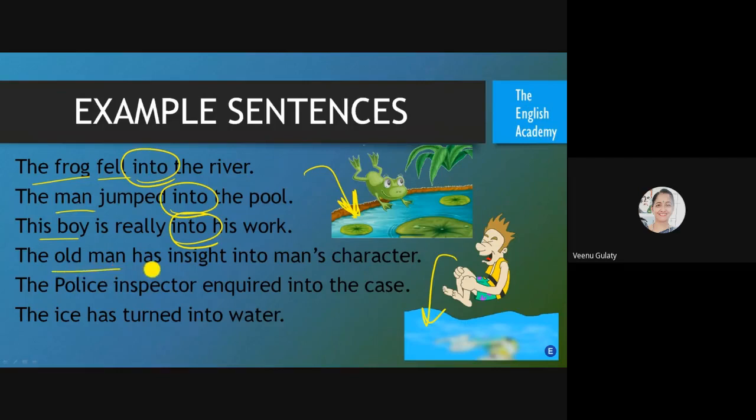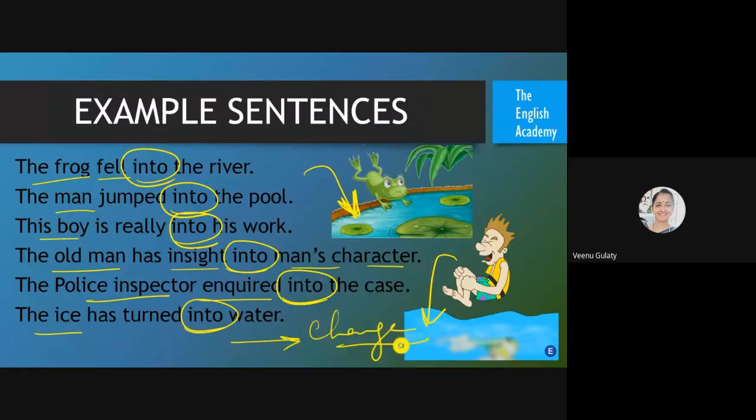The old man has insight into man's character. The police inspector inquired into the case, deeper into the case, thoroughly. The ice has turned into water. From solid state to liquid state, change.